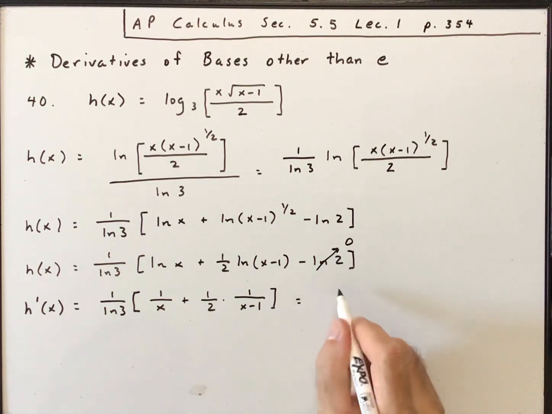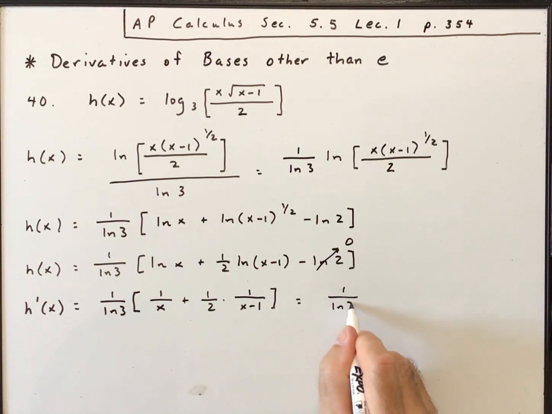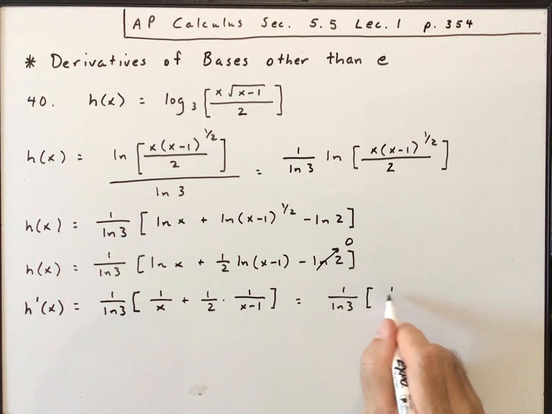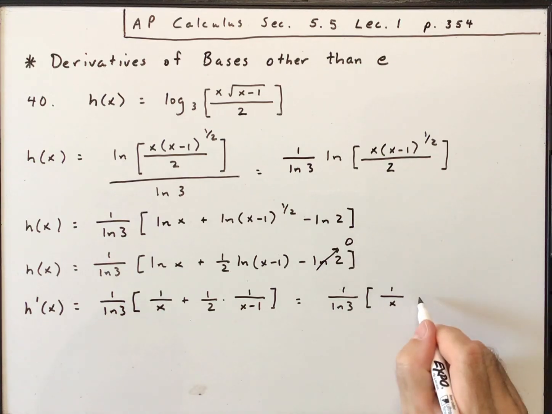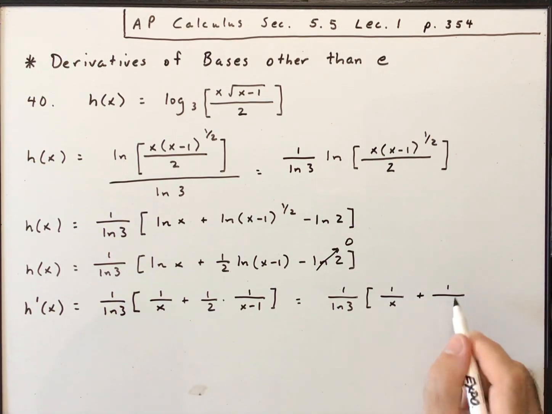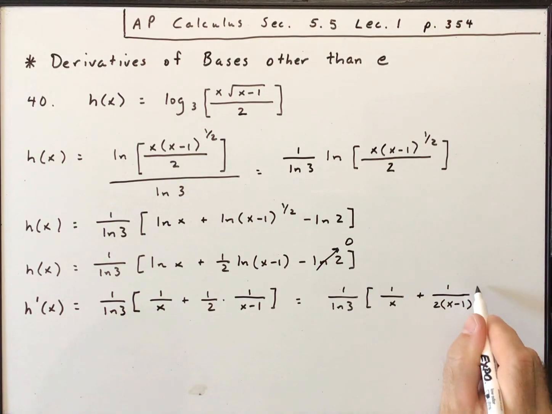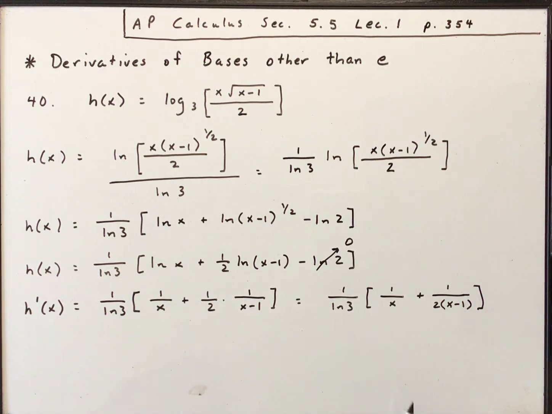So that's going to be 1 over natural log 3 times (1 over x plus 1 over 2 times (x minus 1)). Now, in my class, you would get almost all the partial credit for getting to here. However, to match the back of the book, they expect you, and maybe whoever your teacher is expects you, to simplify further and make this into one fraction. So let's go ahead and do that.